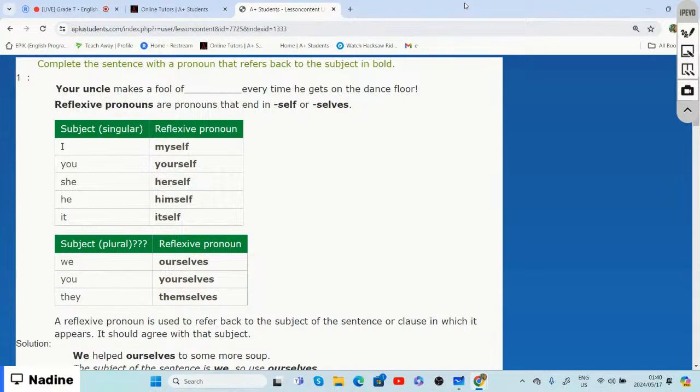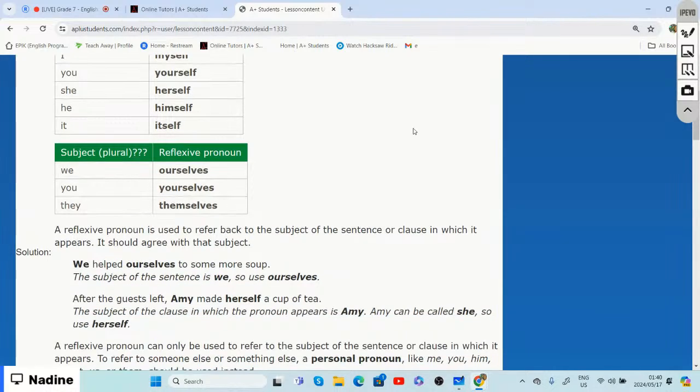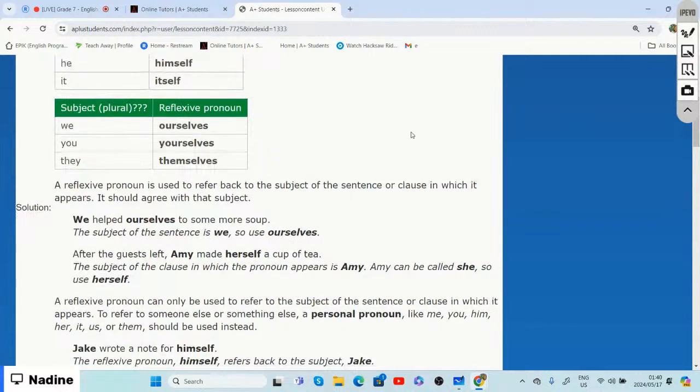All right. So remember, a reflexive pronoun refers back to our subject, a single or plural subject, right? And it is the subject of the sentence or clause which appears, and it should agree with the subject. It needs to agree with the subject.